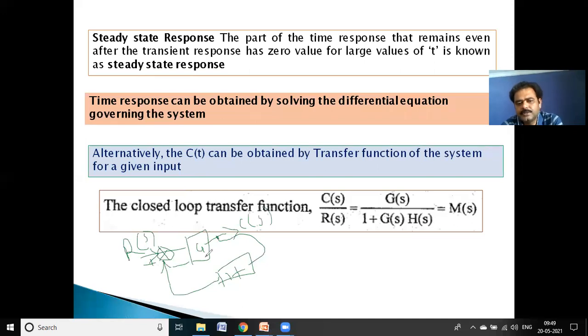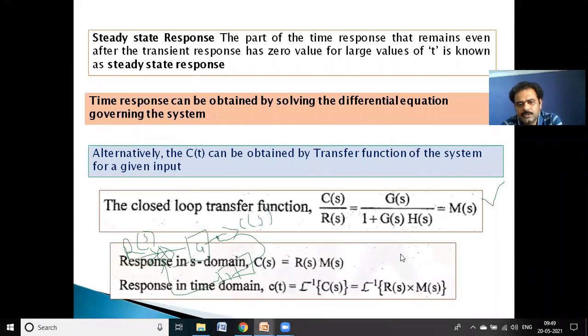So for this system, the closed loop transfer function is C(s)/R(s) = G/(1+GH). So this is our transfer function, which can be represented with M(s). The response in the S domain is C(s) = M(s) multiplied with R(s).